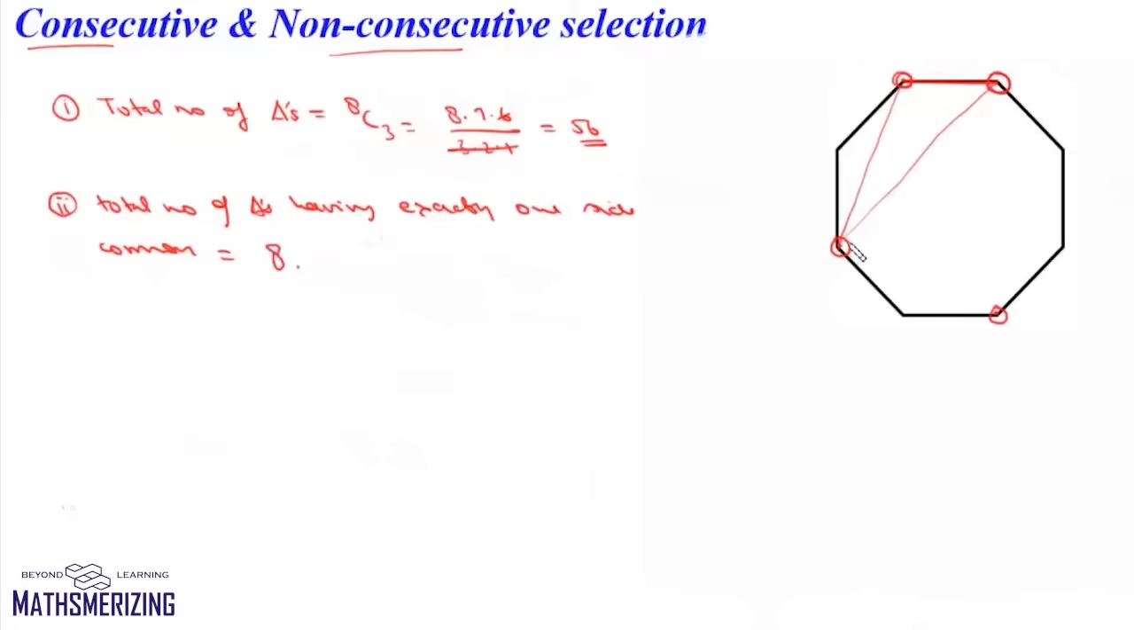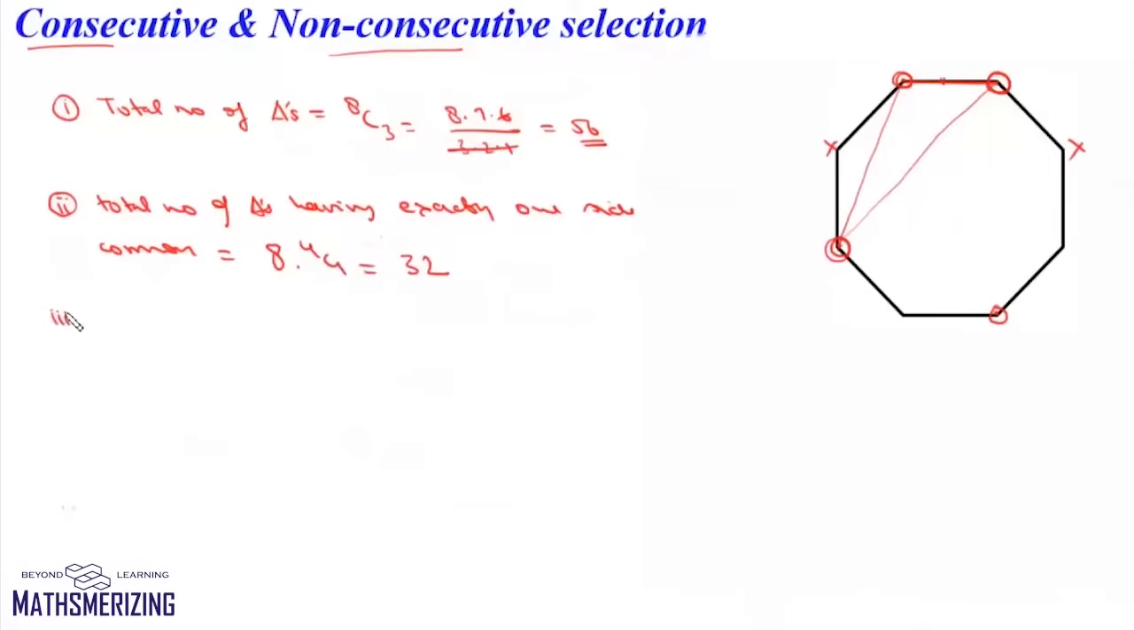Now we need to select the third vertex, which has to be other than these two vertices. Two of them are already selected and these 2 cannot be selected. So from the remaining 4, we have to select any one. It can be done in 4C1 ways, and that is 32 for the octagon.